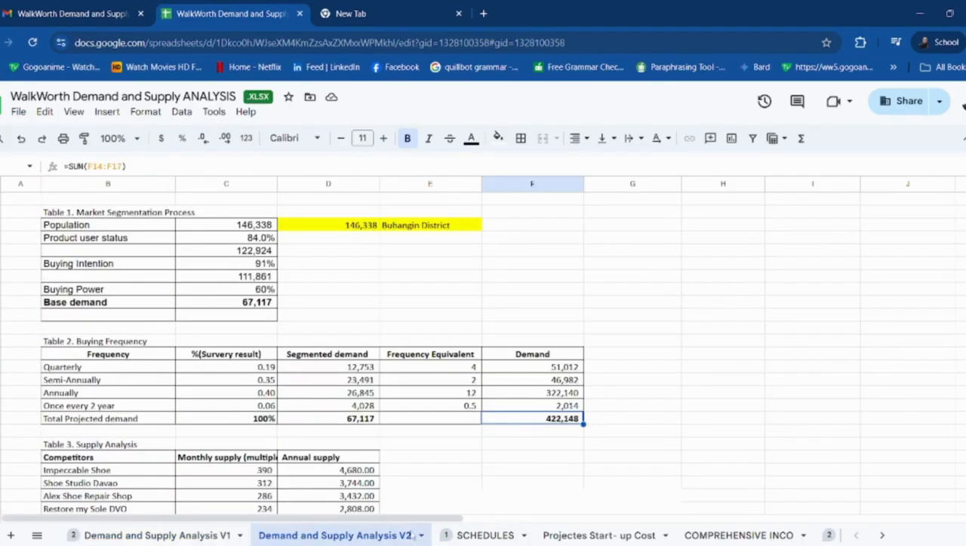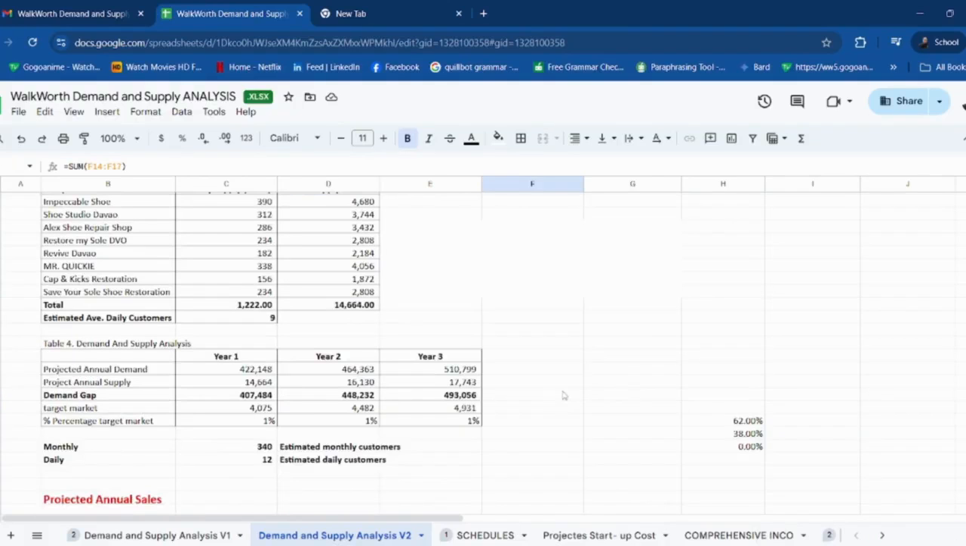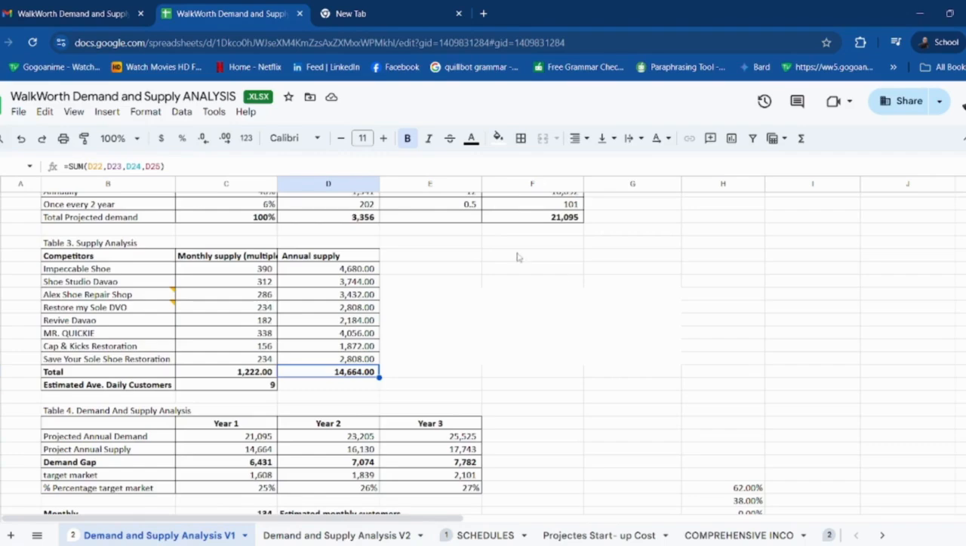Going back here sa isa, it is really quite obvious that the annual supply, or the customers being served by your competitors, is only around 14,000 people. This goes to show that this is really inaccurate. If you look at your demand and supply analysis table, the demand gap is too huge. Even at 1%, your expected daily customers is greater than your competitors. Hence, we're going to fix that.